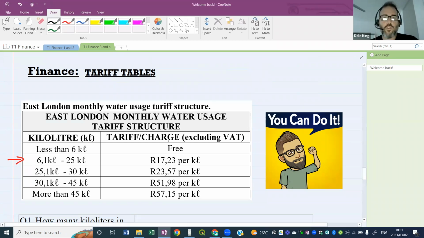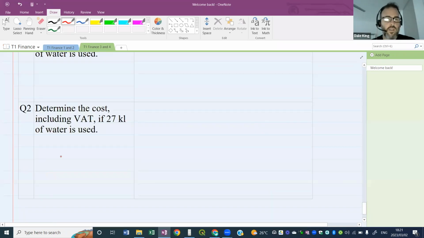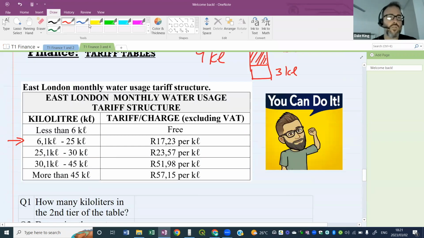I will refer back to this table often when we're doing this question. Now, something else I want to show you is in each interval, the first number. Let me label the intervals, it makes it a lot easier to refer to them. We'll call them interval 1, 2, 3, 4, and 5. Sometimes people call them tiers, which is like a step, like step 1, step 2, step 3, but I'll call them intervals. In the second interval here, the number they start with is 6.1 kiloliters.